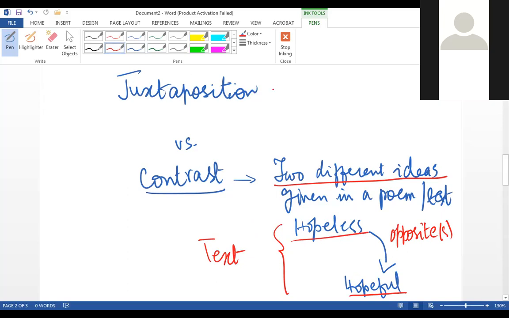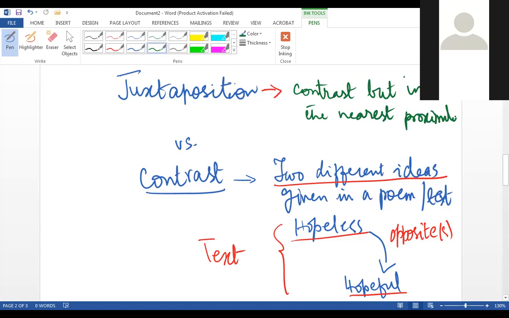Now, what is juxtaposition? Juxtaposition is also a contrast, but in the nearest proximity. Now, what do we mean by that? This means that juxtaposition is usually found within the same para, like one para. You will find juxtaposition in one paragraph: contrast, but in the nearest proximity. They will be very close to each other.